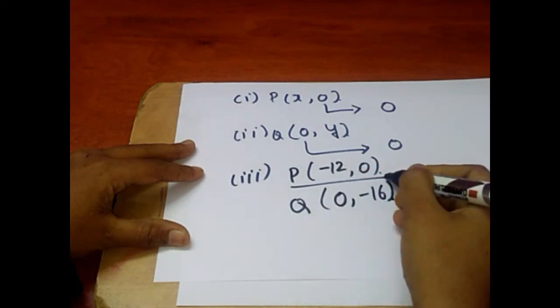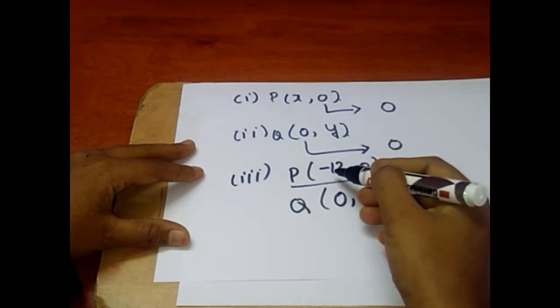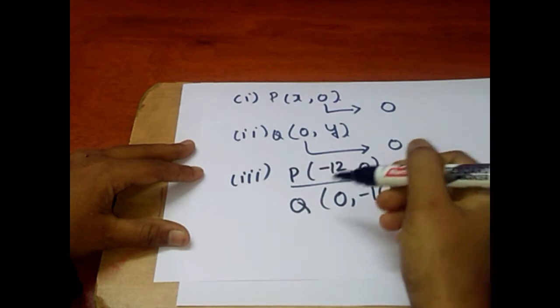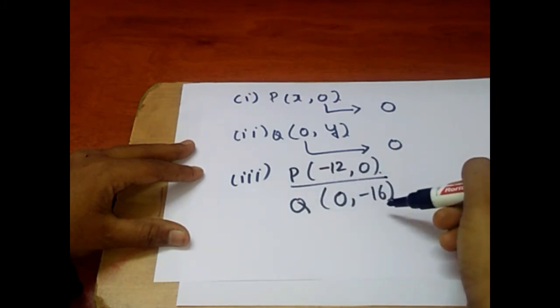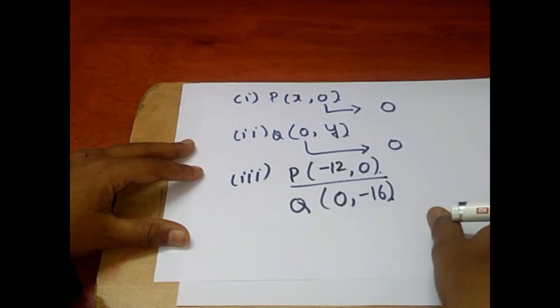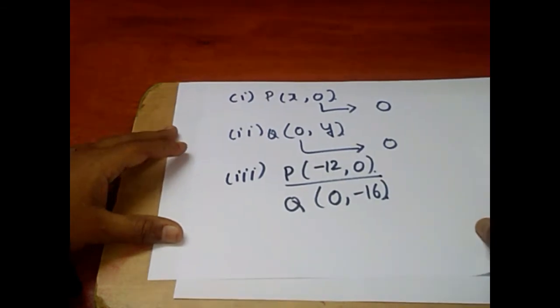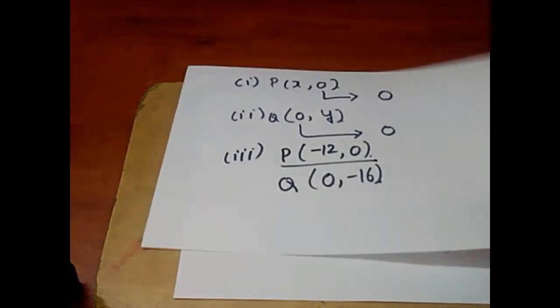Point P is a point on the x-axis, that the point is minus 12 comma 0. Point Q is a point on the y-axis, it is 0 comma minus 16. Now the sub question 3, it is asked to calculate the length of PQ. So we know the definite formula, how to calculate, use the same formula children, that is PQ.